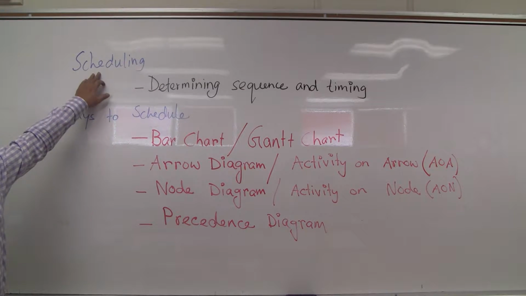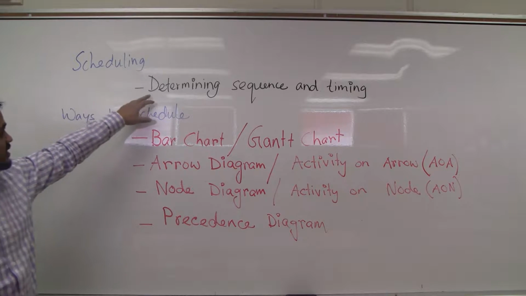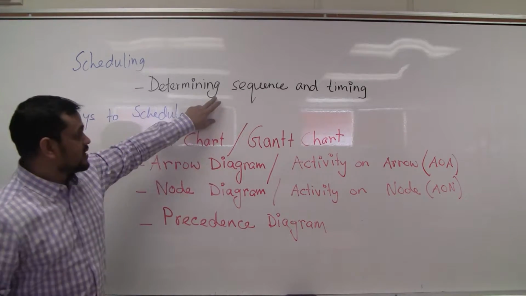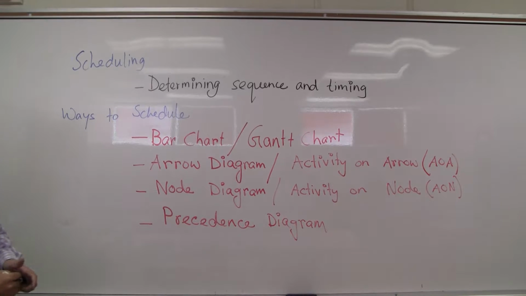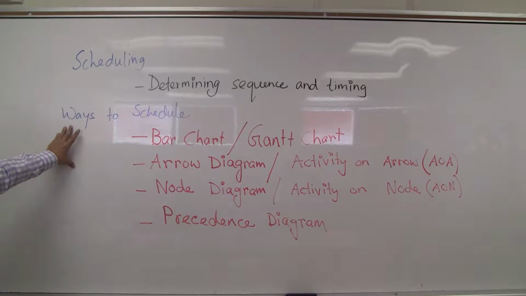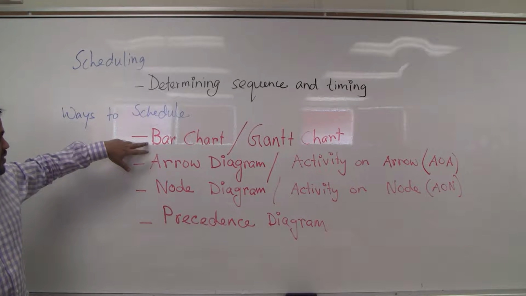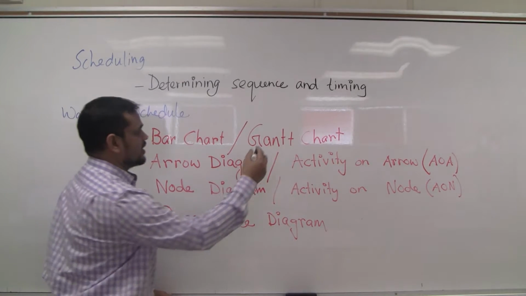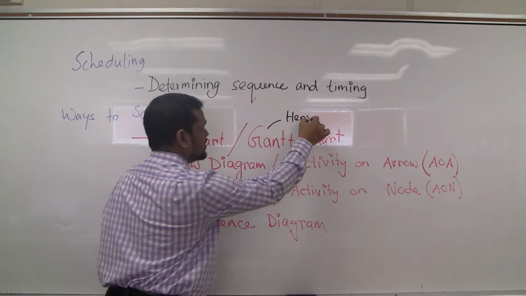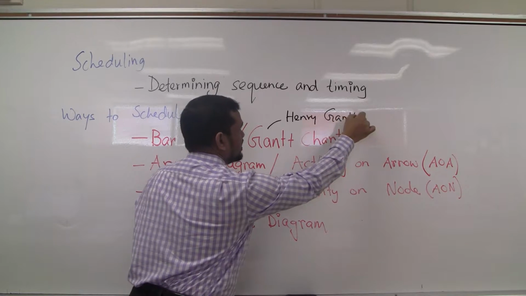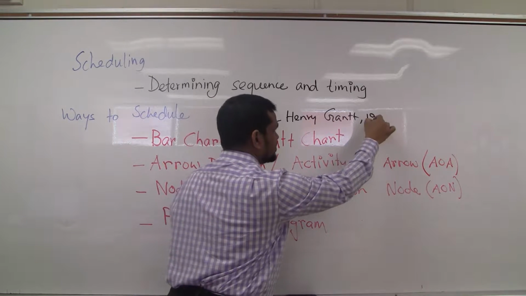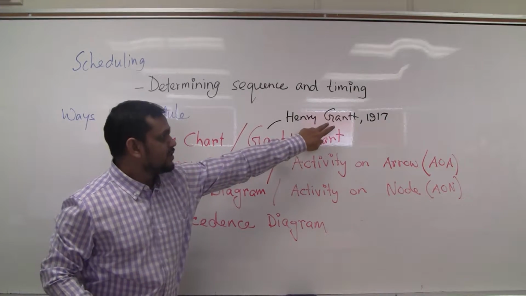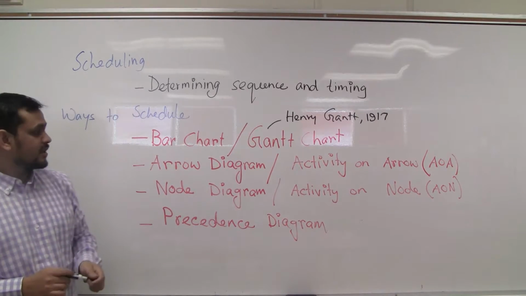So we learned about this 2 weeks earlier. What is scheduling? It is determining sequence and timing of activities of projects. So sequence and timing, we saw that. Then what are the ways we can do the scheduling? Different ways, right? First option is bar chart. We also call it Gantt chart. Why Gantt? You can remember because Henry Gantt developed it in 1917. So yeah, after his name we call it Gantt chart also sometimes.